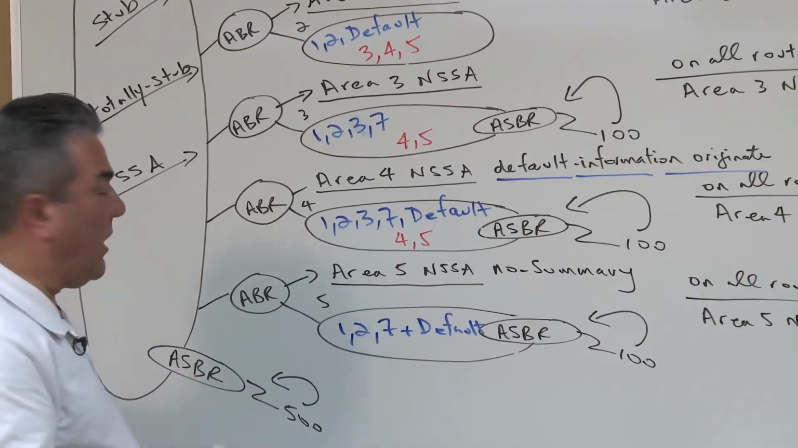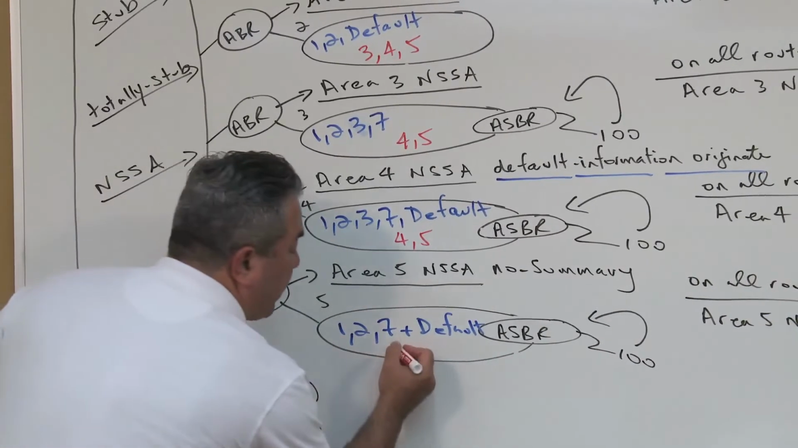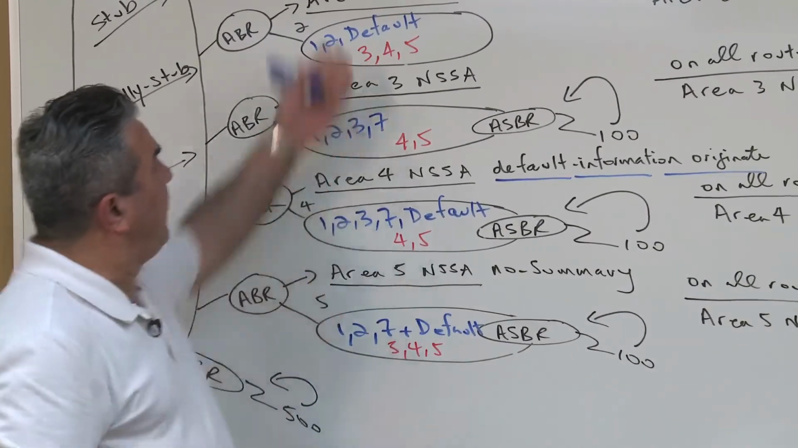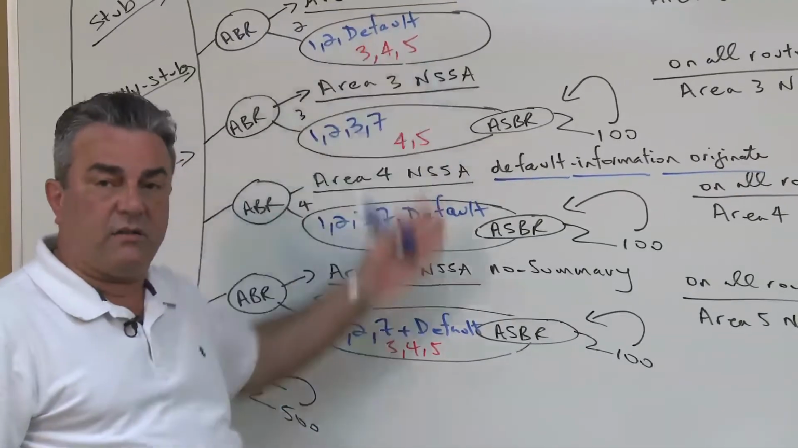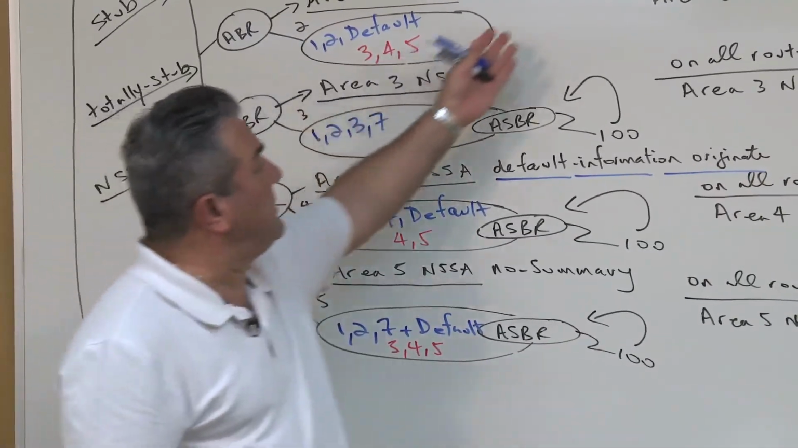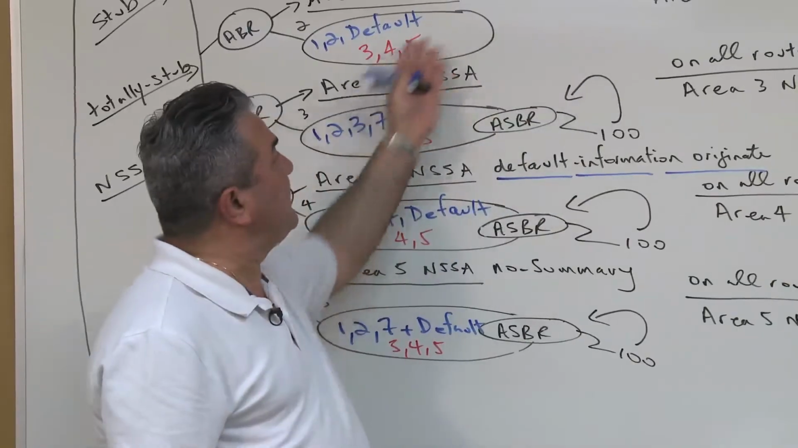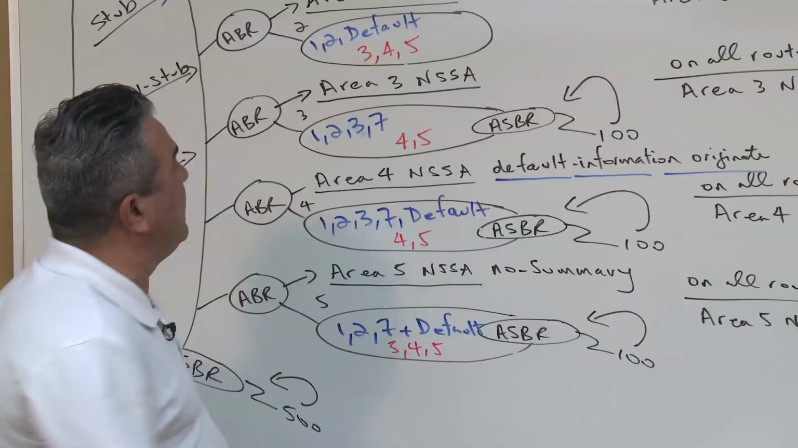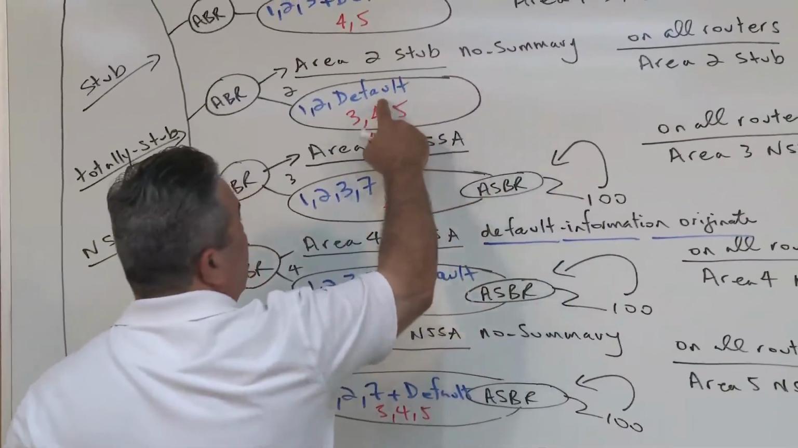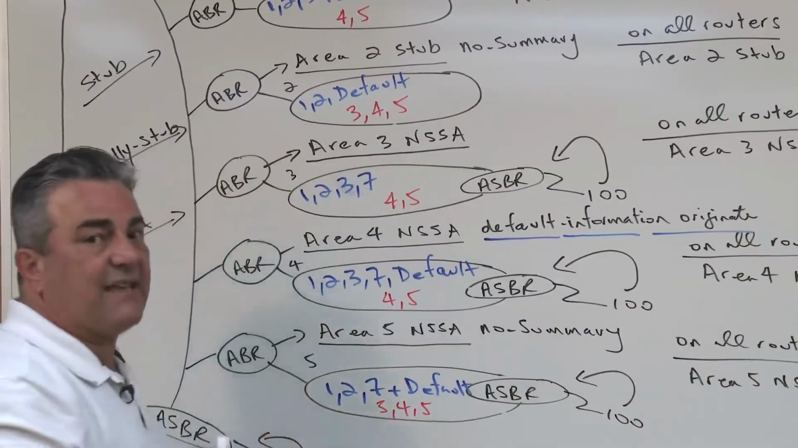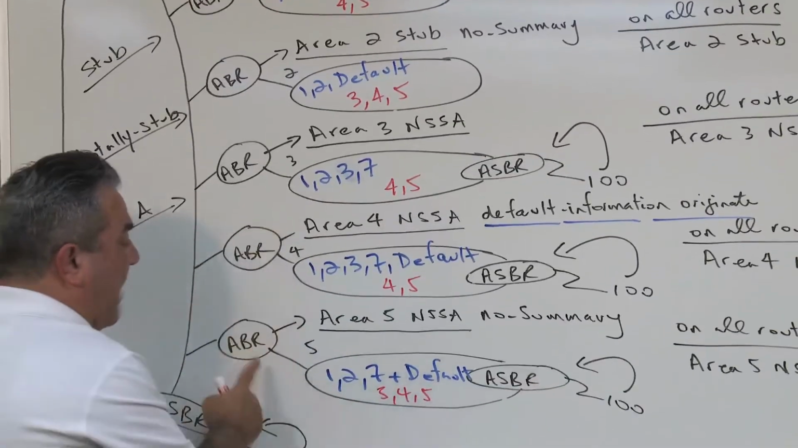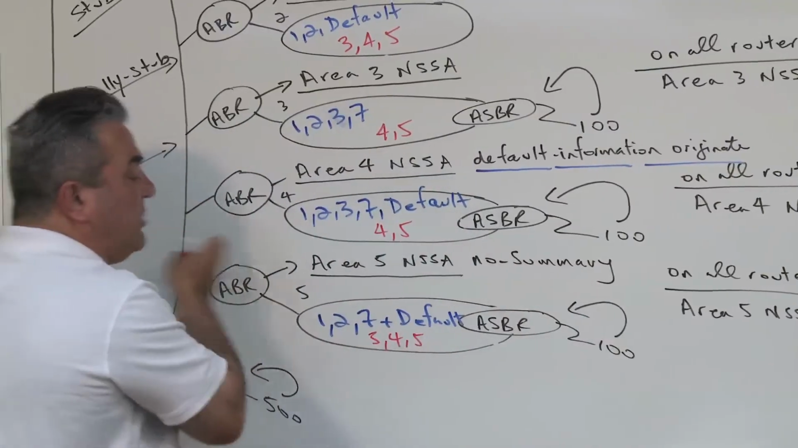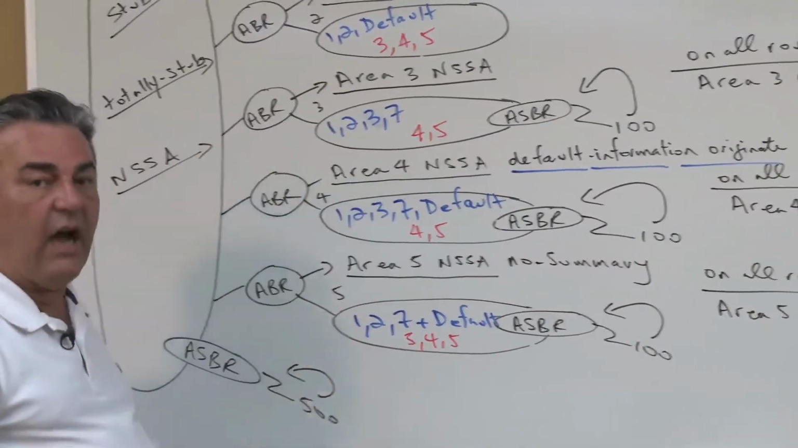What LSAs are being blocked by the ABR? 3s, 4s, and 5s. You see, 4s and 5s are always blocked. 3s are only blocked when we say no summary. And the minute we say no summary, the ABR will inject a default route. If you notice, in Area 2, we said no summary, and the default route was injected by the ABR as LSA type 3. The same thing happens over here in Area 5. The minute we say no summary, the ABR is going to inject a default route as IA.